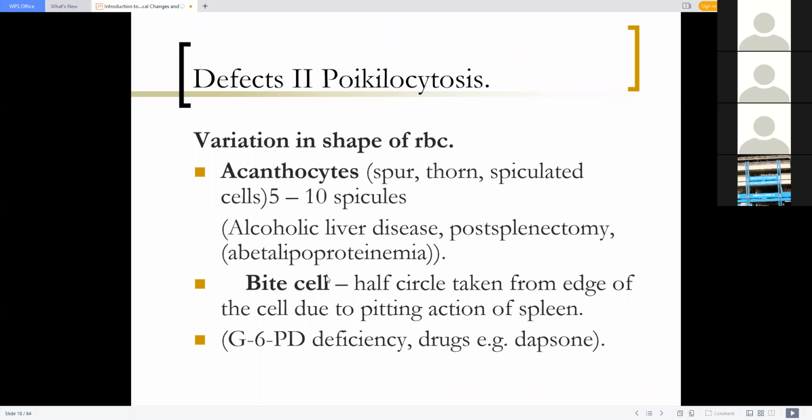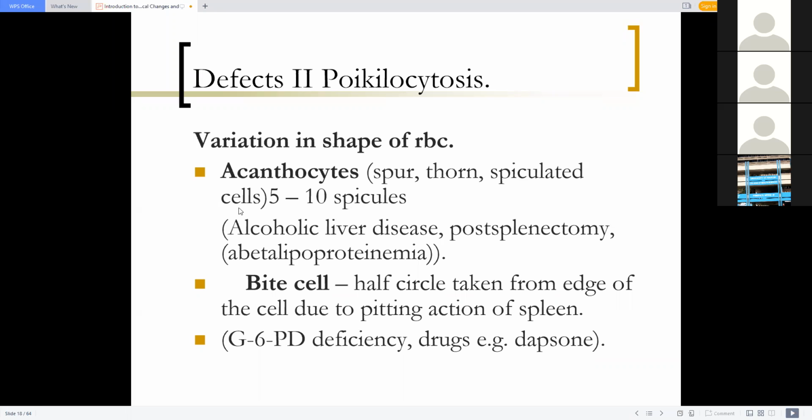So I'm just going to introduce these terms so that you can see these variations and these defects, and also just mention some of the conditions in which these variations in shape occur. For second year right now, if you look at your objectives, you should be able to at least name some of these poikilocytes and be able to give examples of conditions in which these different poikilocytes occur. All right.